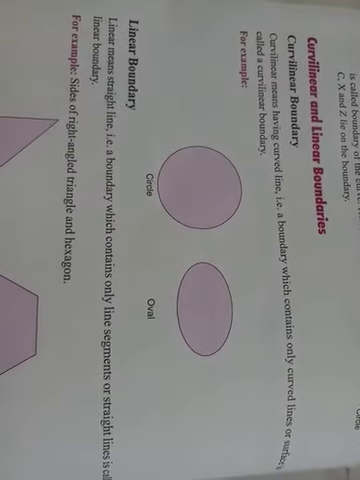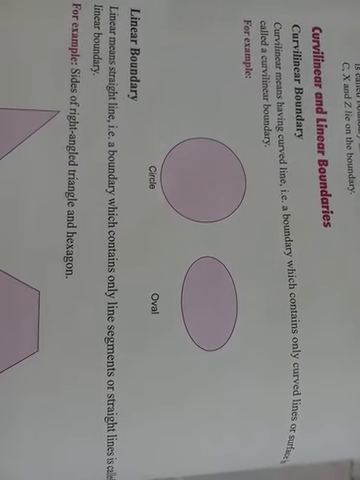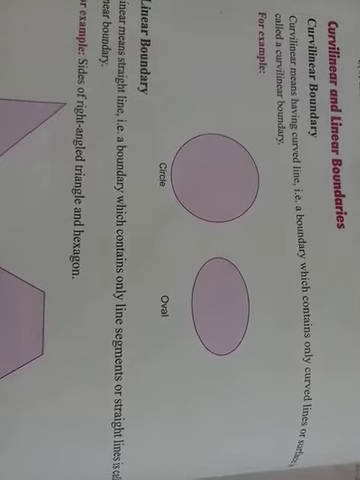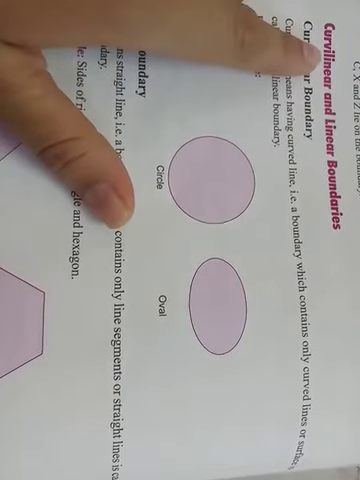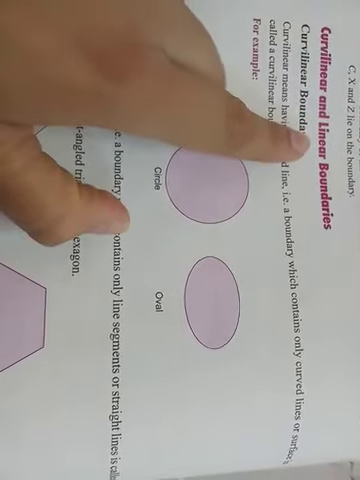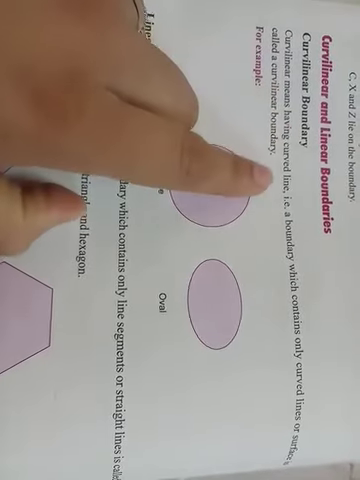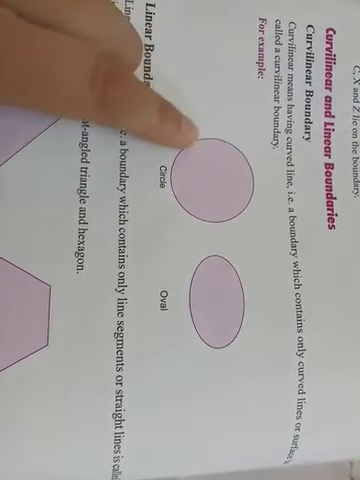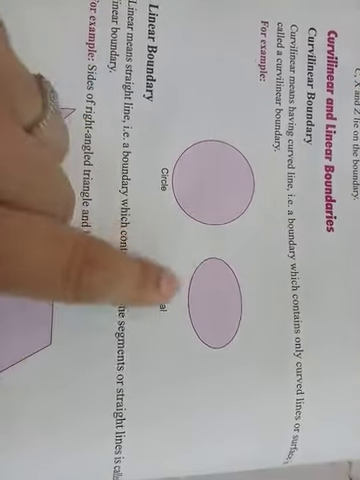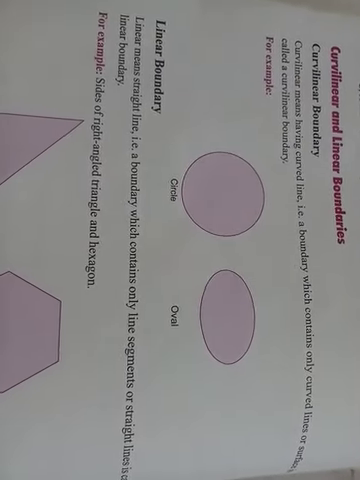Now move to your next topic, that is curvilinear and linear boundary. It is clear from the topic: curvilinear means curves, linear means straight lines. If the figures have a curved shape, those figures are known as curvilinear. For example, circle, oval.